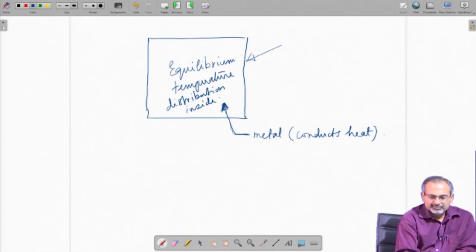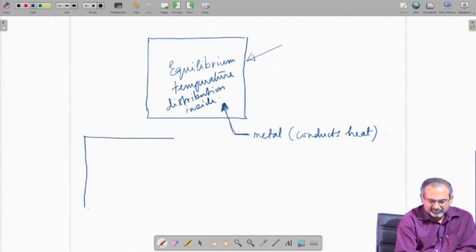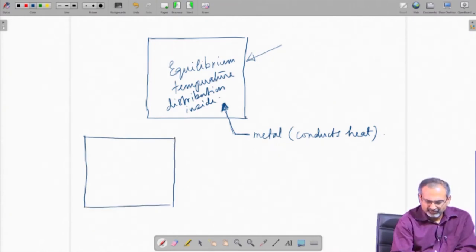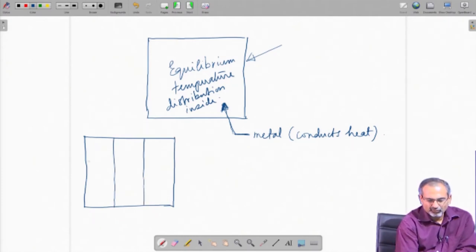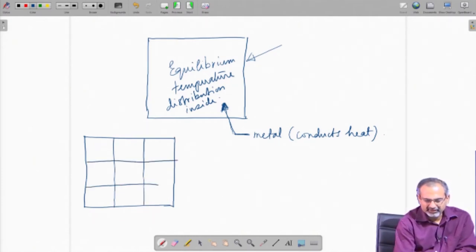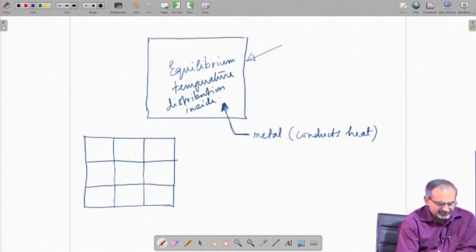So, for solving such a problem, let us put in some values typically, so that we can work out an example problem and try to understand how this iterative method works. To begin with, we will define these grid points.